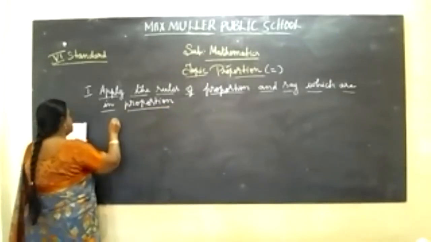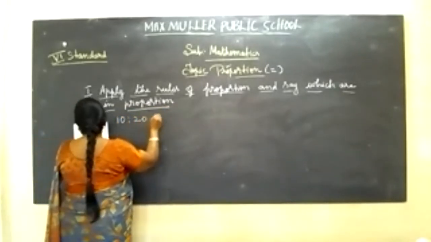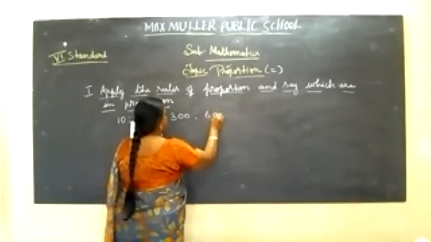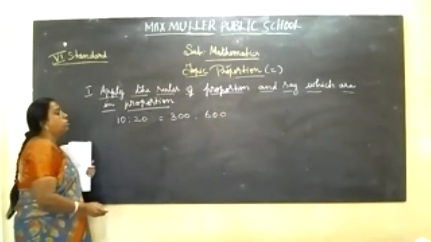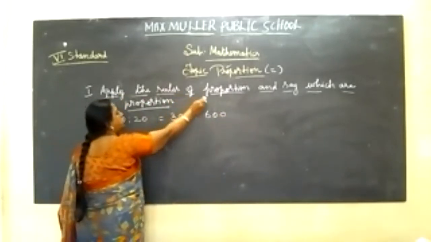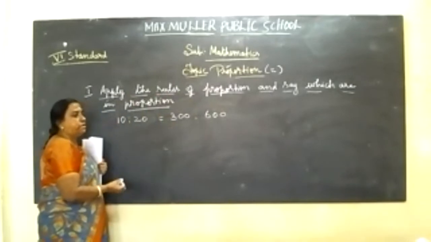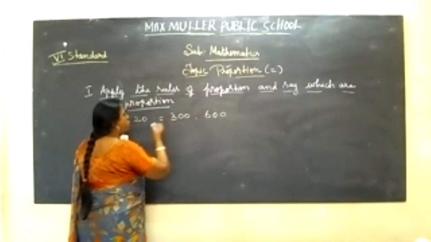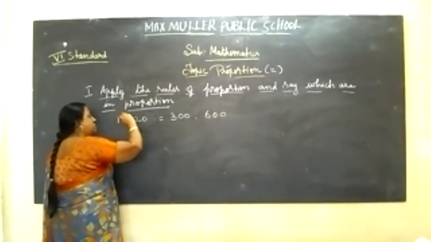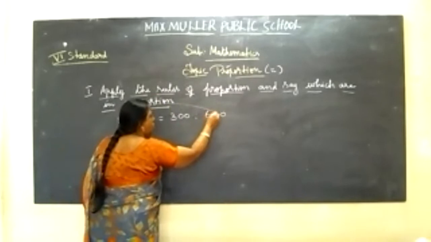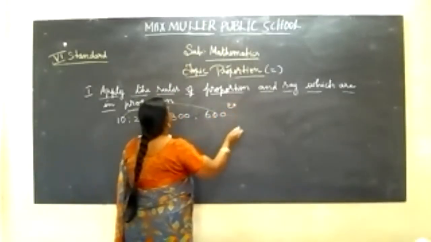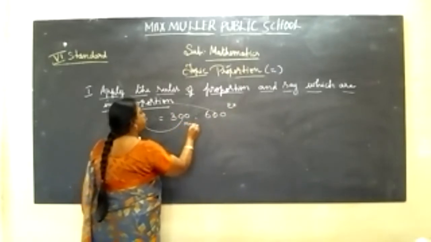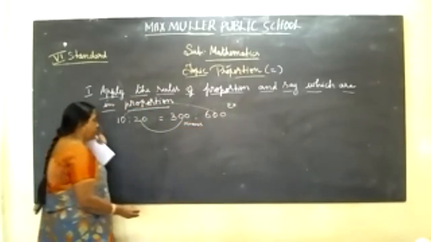First question is 10 is to 20 equal to 300 is to 600. So here two ratios are given. What you should find is, apply the rules of proportion and find whether they are in proportion or not. First term, second term, third term, fourth term. Already I told you, the first term and the last term, the fourth term, are called extremes. The second and third terms are called means. We should find the product of both. If they are equal, they are in proportion.